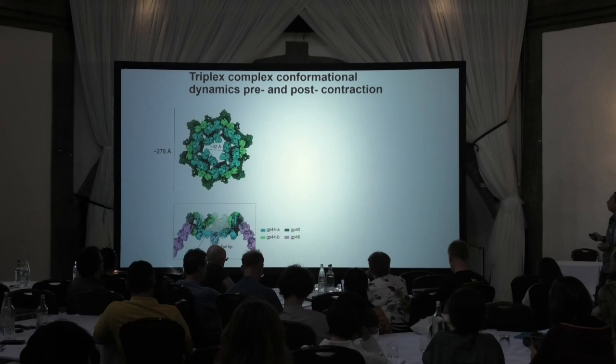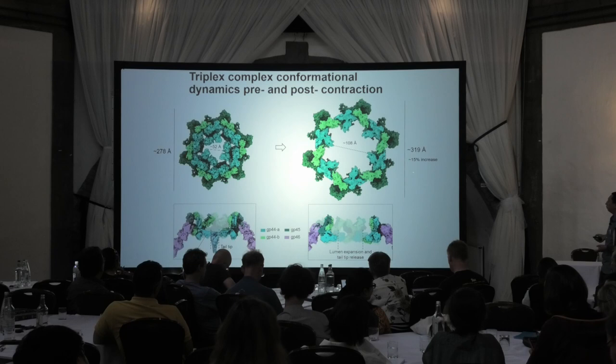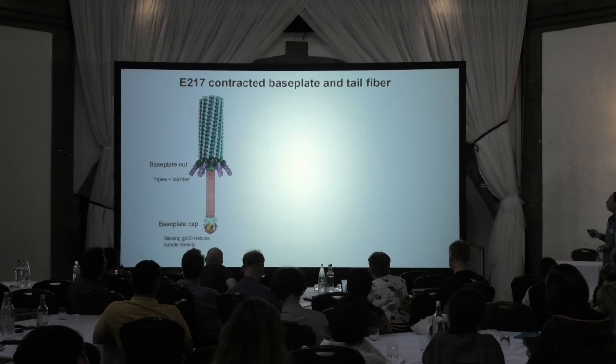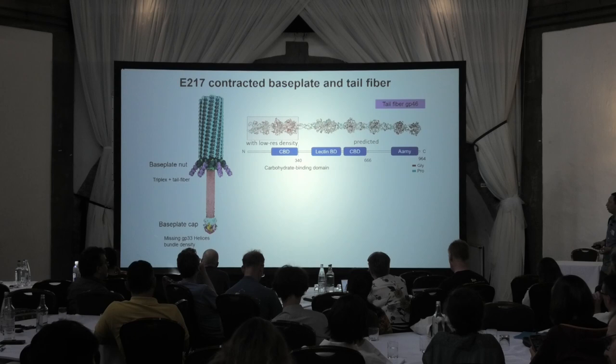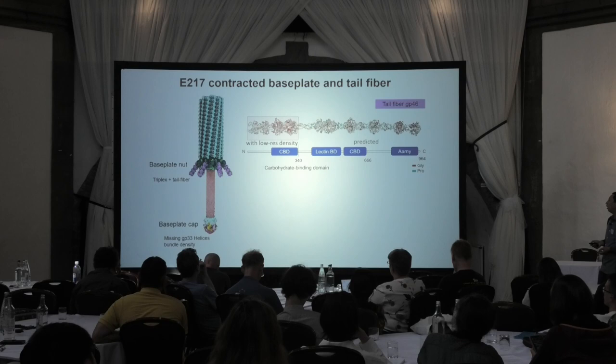Okay, so then it's the triplets before and after contraction, so it expands more than about twice, but the overall diameter is only increased 50%. Then, like I said before, upon contraction, the base plate moves upward and the cap is still at the bottom. So the C3 component density we did not find in the base plate cap after contraction. And this is the predictive model of the fiber. Only the first 340 residues have low density. You can see the beads.